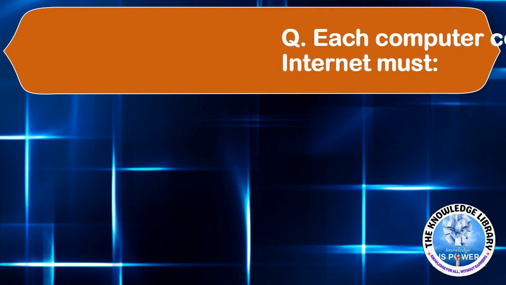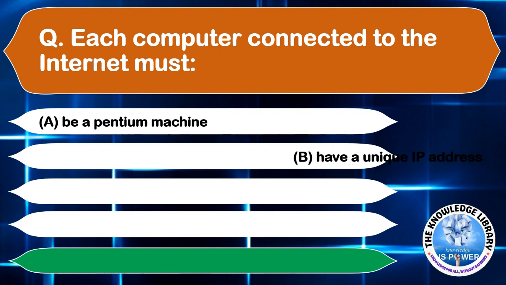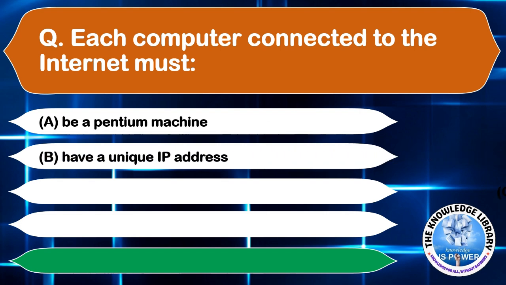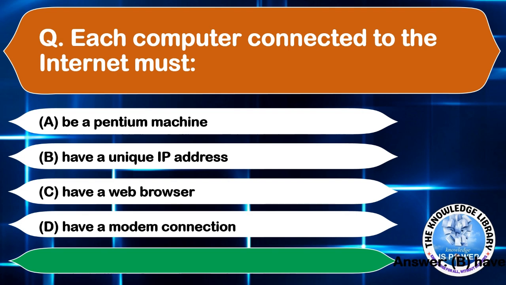The next question is: each computer connected to the internet must option A, be a Pentium machine; option B, have a unique IP address; option C, have a web browser; option D, have a modem connection. The correct answer is option B, have a unique IP address.